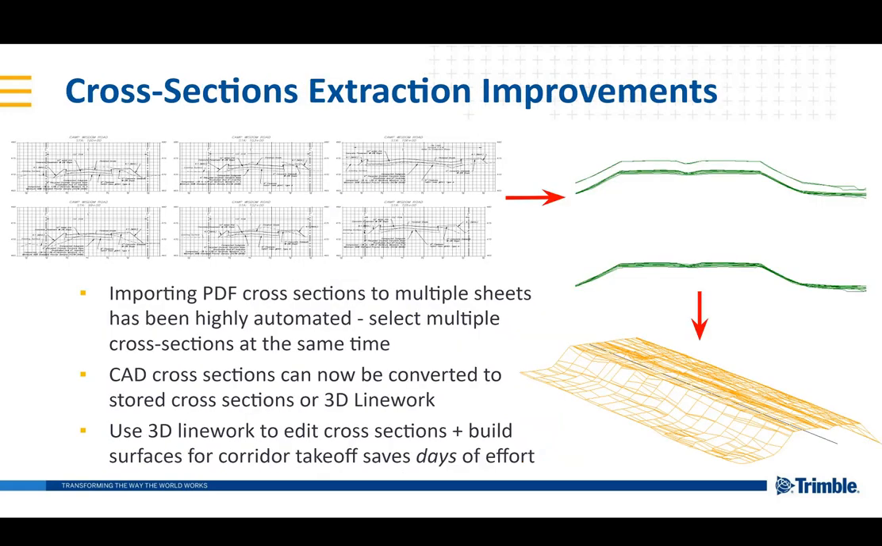The construction development team has also really improved the cross-sections extraction. So being able to import PDF cross-sections to multiple sheets has been highly automated. So you have the ability now to select multiple cross-sections at the same time. These 3D CAD cross sections can now be converted to stored cross sections or 3D line work. And then you can use this 3D line work to edit cross sections or build surfaces for corridor takeoff.